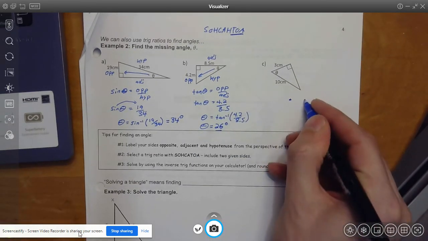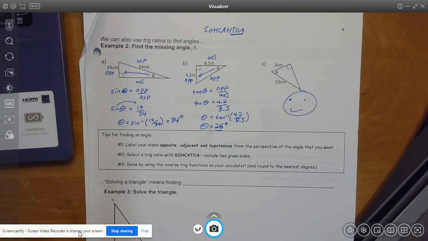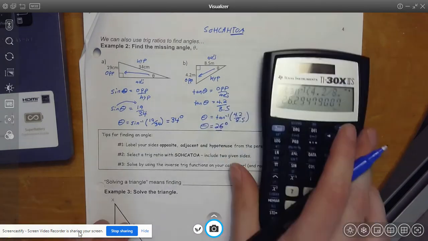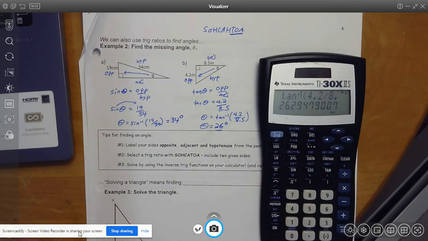Here's a third one that you're welcome to try on your own. Again, please make sure that you're trying this with your calculator to make sure you're getting the same numbers. If you're having any trouble with that side of it, please let me know.